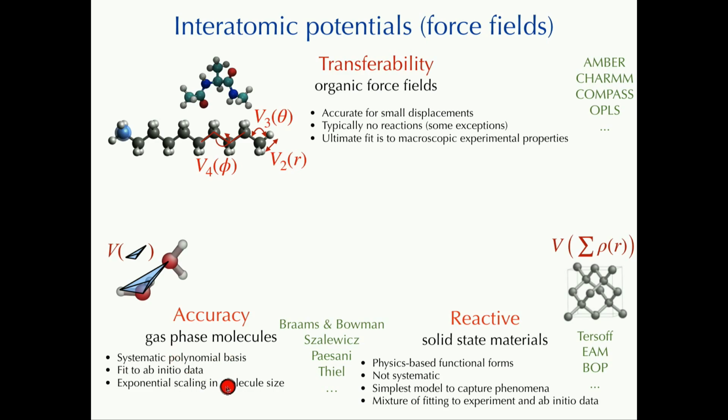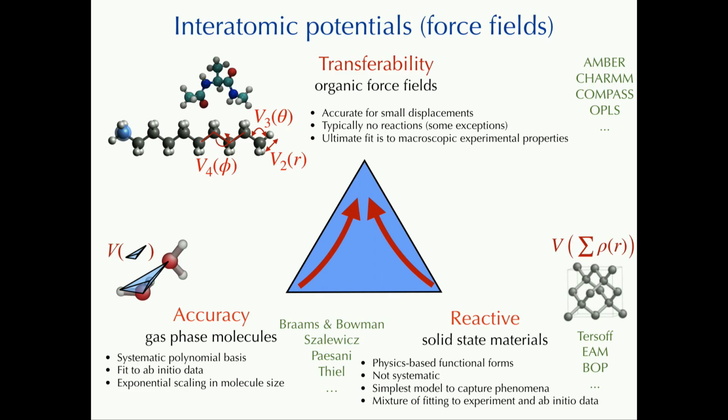So the scaling of these procedures is exponential in molecular size. So in around 2000, people could do it for 5 particles, 5 atoms, and nowadays they can do it for 7 or 8. And the evaluation of the potentials gets very, very expensive.